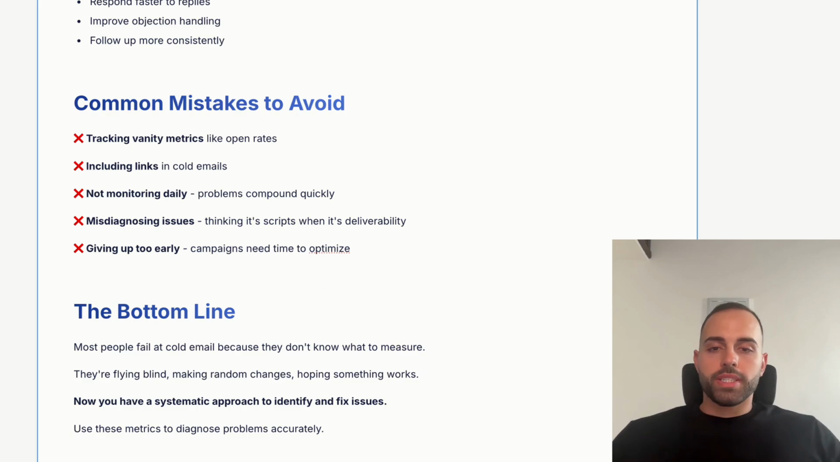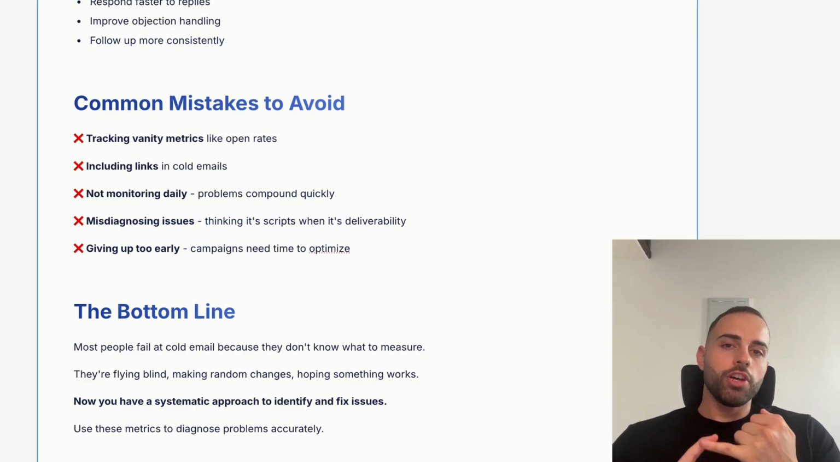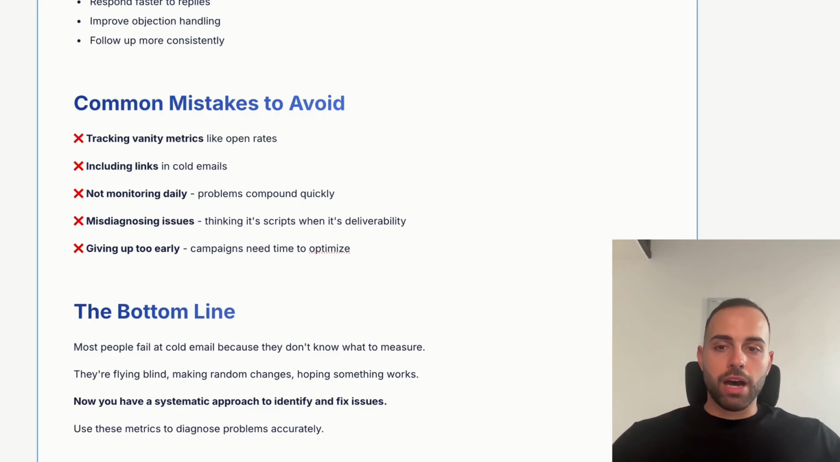Now, just a couple of common mistakes here to avoid. Stop tracking vanity metrics like open rates and click-through rates that don't really mean anything. Don't include any links in your cold emails. Monitor all your cold email campaigns on a daily basis, because the problems will compound quickly if you don't monitor. Make sure you properly understand what leads to certain outcomes, okay? So do not misdiagnose the issue.